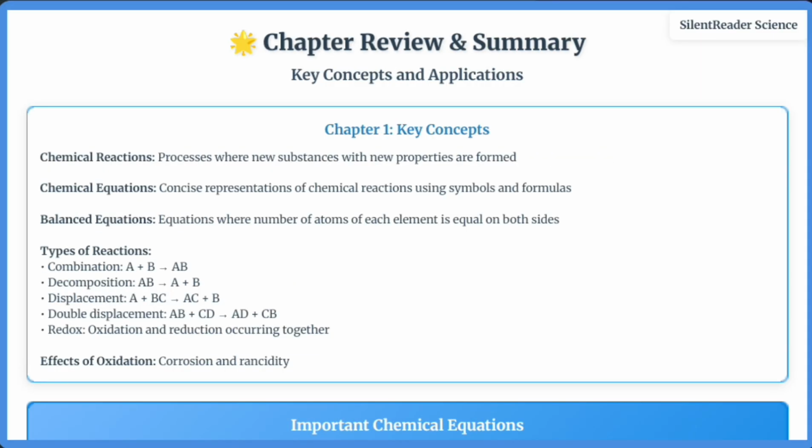Let's review the key concepts from this chapter. Chemical reactions are processes where new substances with new properties are formed. Chemical equations are concise representations using symbols and formulas. Balanced equations have equal numbers of each type of atom on both sides. We've learned about combination, decomposition, displacement, double displacement, and redox reactions. We've seen how oxidation affects our lives through corrosion and rancidity.